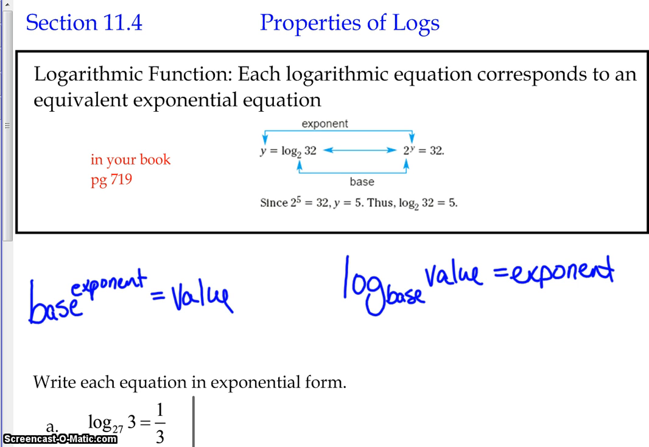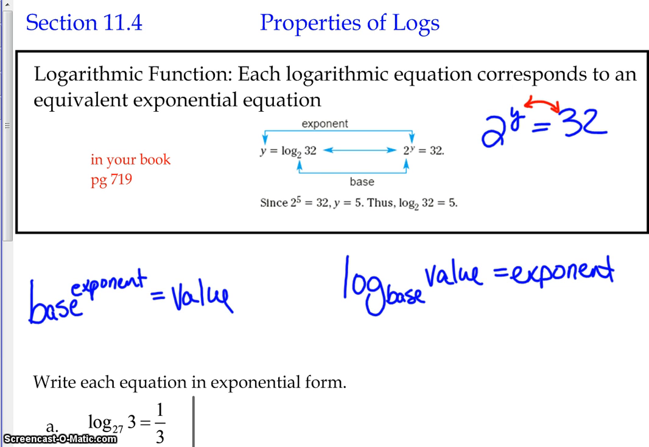So what happens, like in this problem, we have 2 to the y power equals 32. The way I always thought of it, I'm going to show you this a little bit better. That kind of looks a little sloppy. 2 to the y equals 32. And all we're trying to do is show this in a log function, instead of an exponential function.